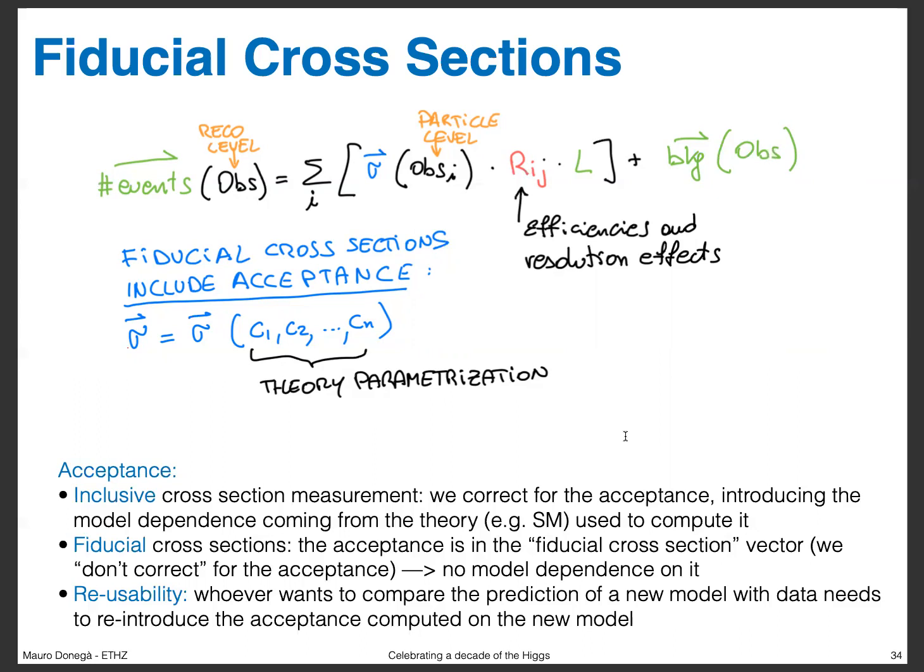In the fiducial cross-section, the acceptance is in the fiducial cross-section definition. We don't correct for the acceptance, and so we don't have a model dependence for it. This makes the measurements reusable, in the sense that whoever wants to compare a new model with the data can reintroduce the acceptance computed with this new model. Theorists with a given model can compute the acceptance with their model, multiply it times this fiducial cross-section, and get a way to compare it with the predictions.